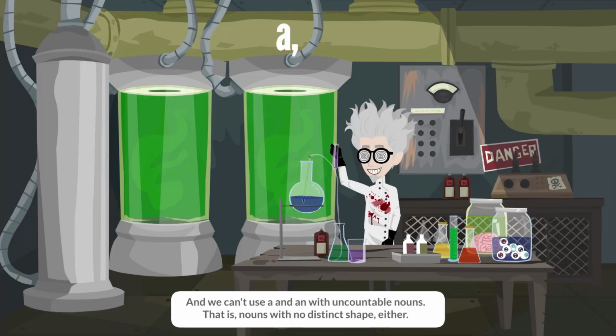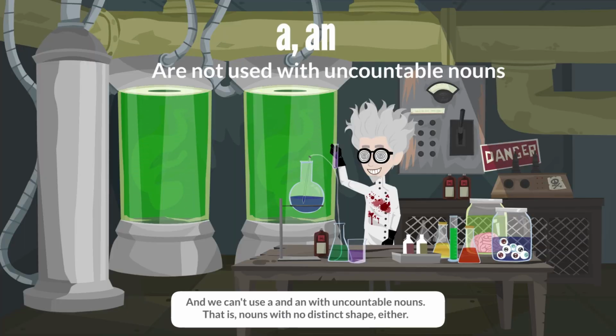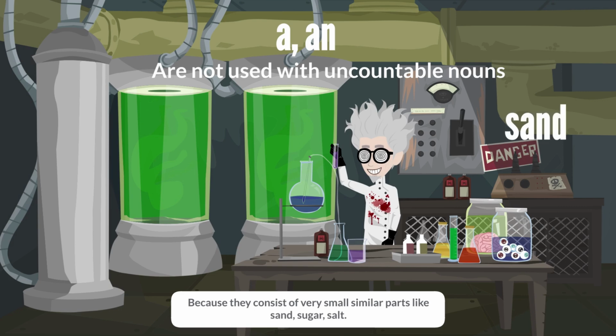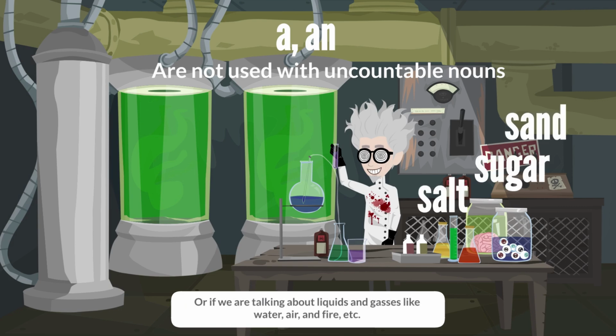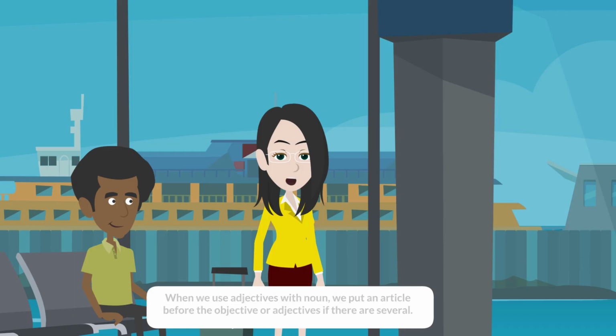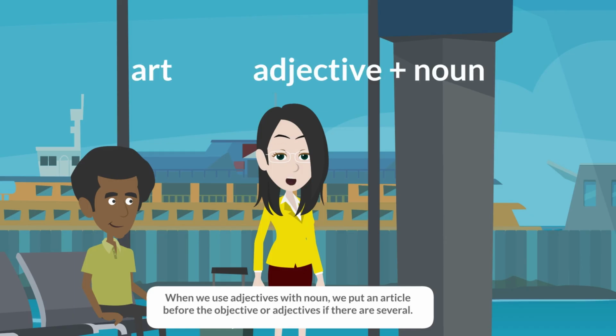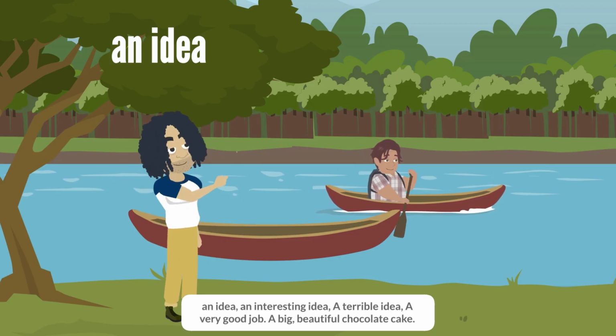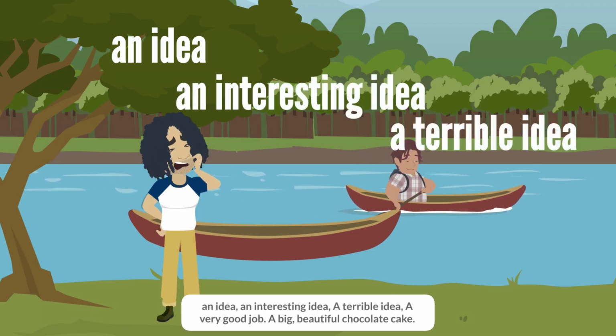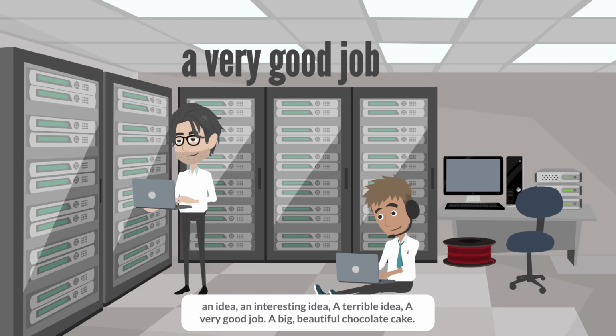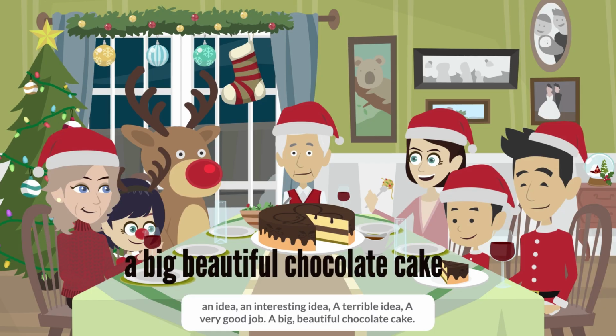And we can't use a and an with uncountable nouns. That is nouns with no distinct shape, because they consist of very small similar parts, like sand, sugar, salt. Or if we were talking about liquids and gases, like water, air, and fire, etc. When we use adjectives with a noun, we put an article before the adjective, or adjectives if there are several. For example: an idea, an interesting idea, a terrible idea, a very good job, a big, beautiful chocolate cake.